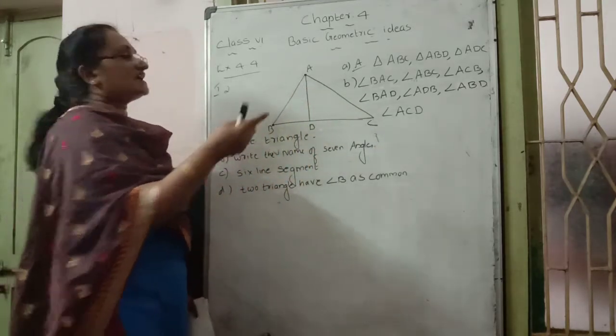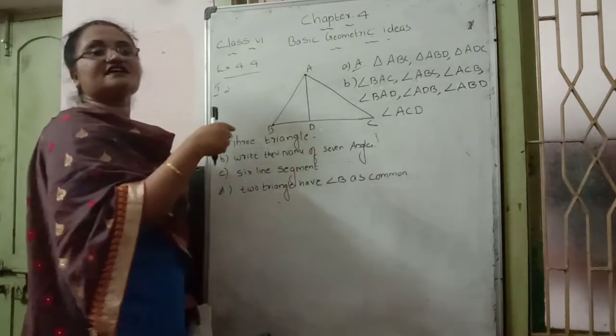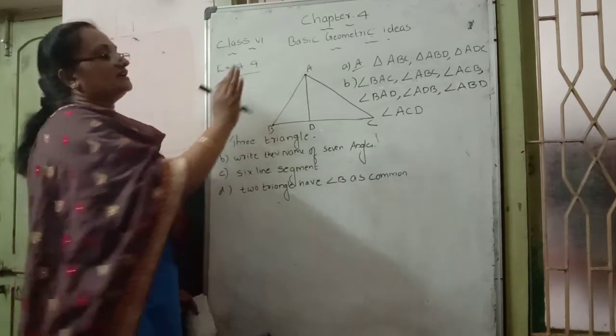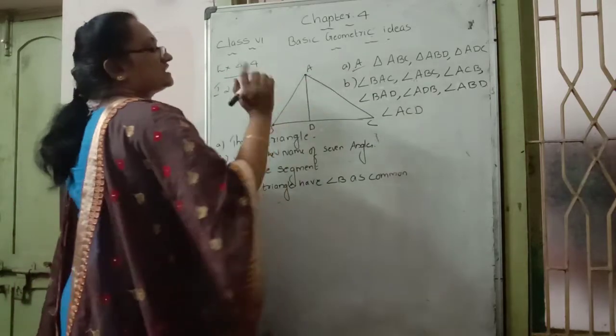How many angles are there? A, D, C are there. They also ask for the three angles' names, read alphabetically. Here they ask for 7 only. That's why we can write like this.